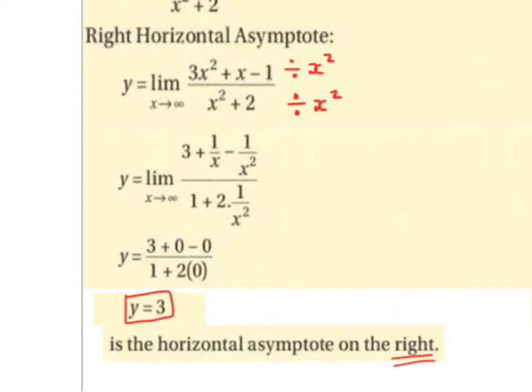So the closer that this x value gets to positive infinity, the closer that 1 over x gets to 0. And likewise for this fraction and for this fraction. So we end up having y equals 3 plus 0 minus 0 over 1 plus 2 times 0, which is really 3 over 1, which is 3. So y equals 3 is the horizontal asymptote on the right.